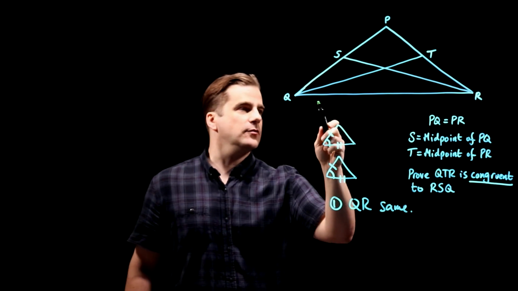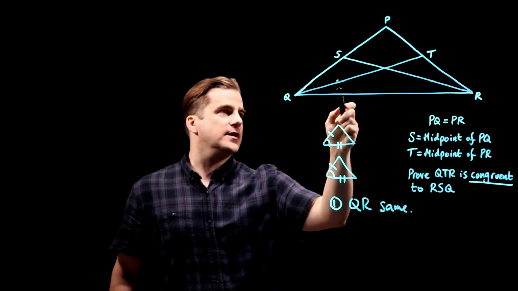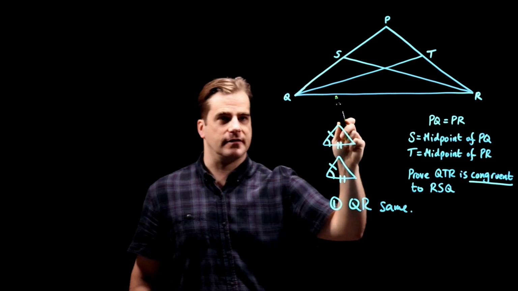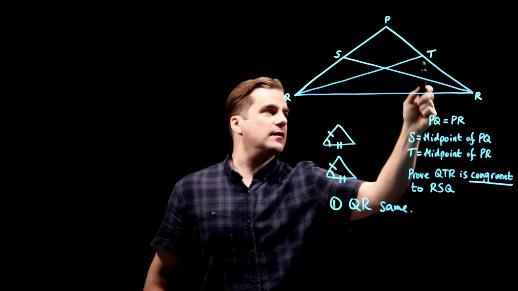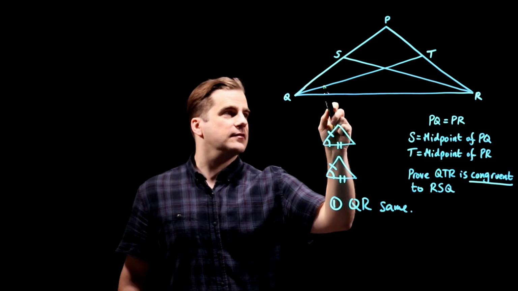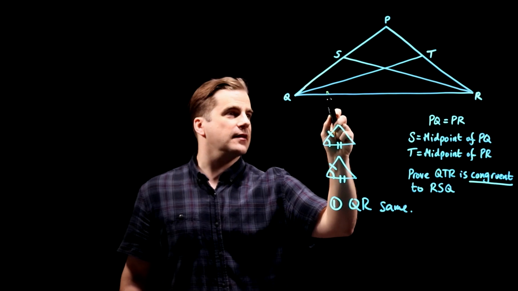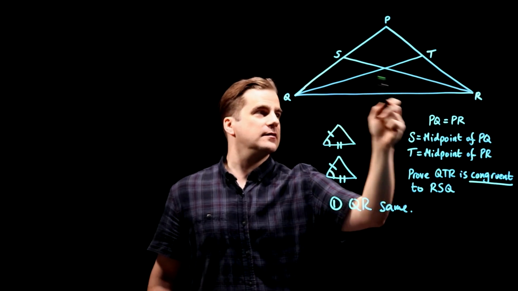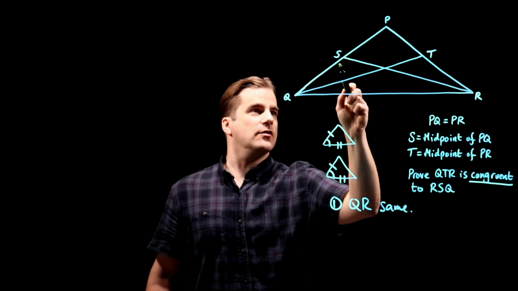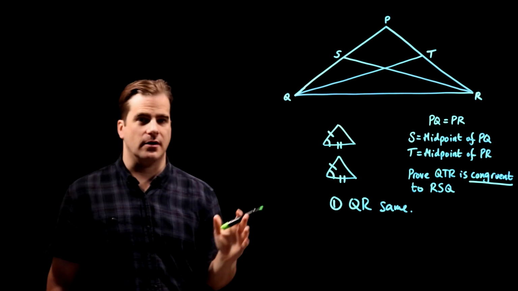Right, so if we can show that either QS and TR are the same, or SR and TQ are the same, and that that angle there, or that angle there, if those two angles are the same, or these two angles are the same, then we've won.